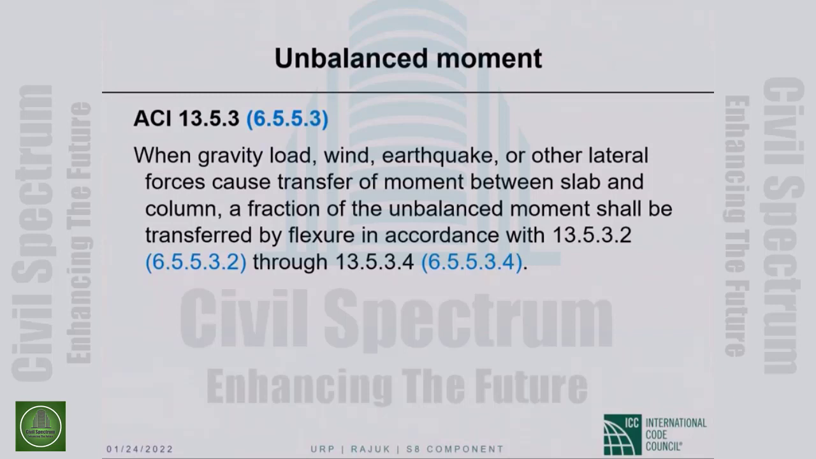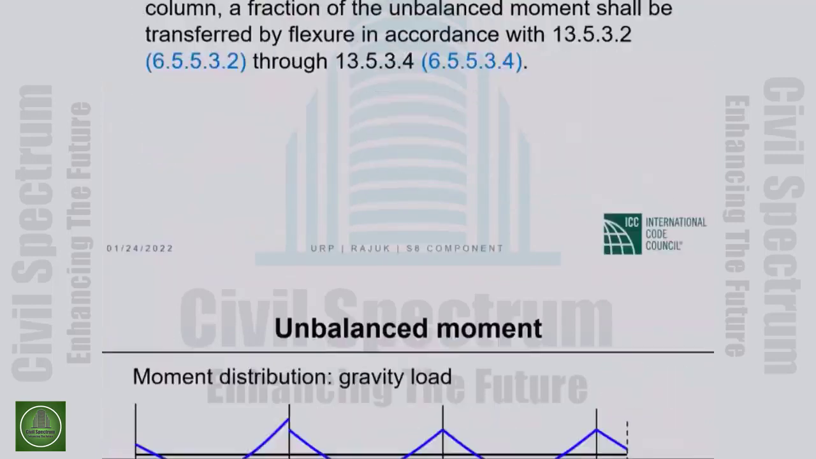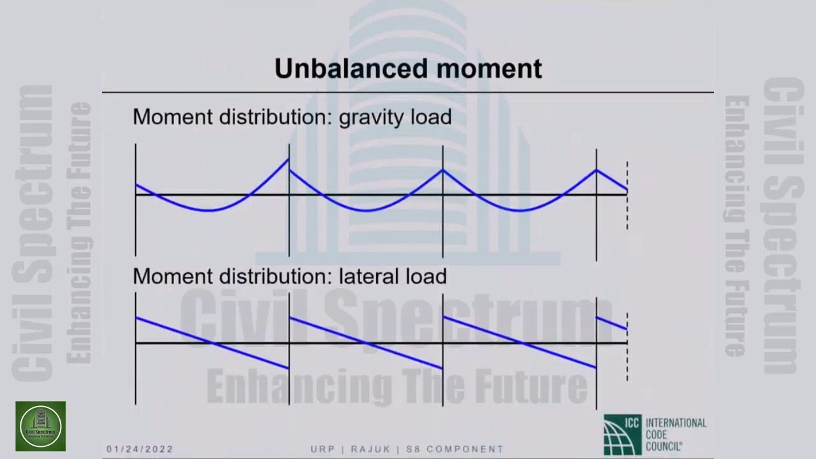Now we come to the complication of flat plate design, I would say. Unbalanced moments. When gravity load, wind, earthquake, or other lateral forces cause transfer of moment between slab and column, a fraction of the unbalanced moment shall be transferred by flexure according to such and such. Now, let us look at what these unbalanced moments are.